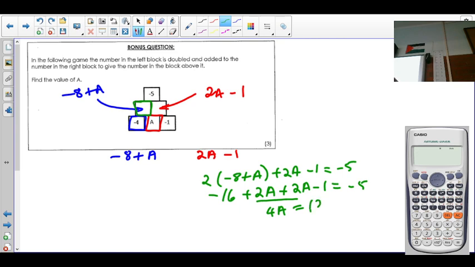I'm getting 12. Is 12 correct? What's negative 5 plus 1? Negative 4. Right, so divided by 4, A is equal to?